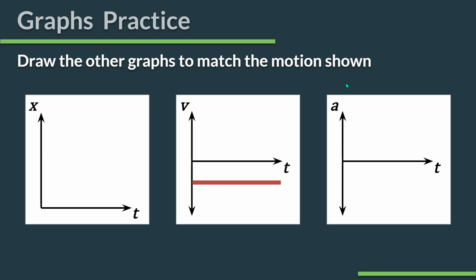All right, try this one. Here's a VT graph. See if you can sketch out a matching XT graph and a matching AT graph. This time I'm going to give you 27 seconds. Go ahead and try that, or turn and talk to your neighbor. See if you can figure out what it would look like. You have 27 seconds.